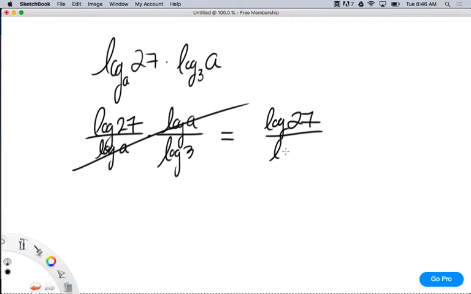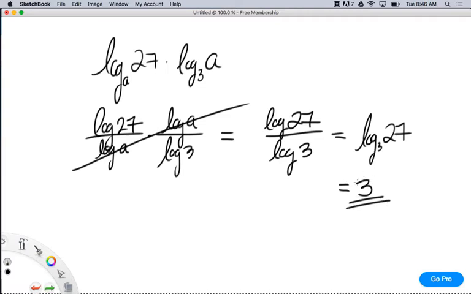Equals log of 27 over log of 3. Are we done? No. This becomes log base 3 of 27. But can I evaluate that? What's log base 3 of 27? 3. Good. Why? Because 3 to the 3 is 27. So your final answer of this whole thing is just 3. Okay? Isaiah. Thank you. So the whole answer to that whole thing is just 3.